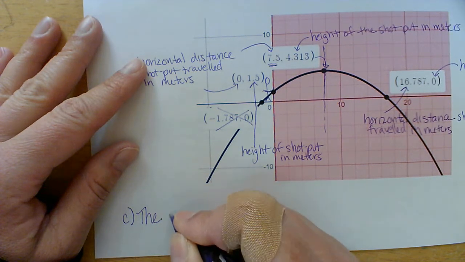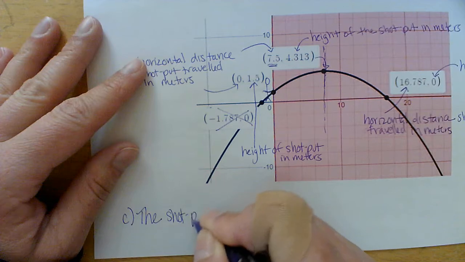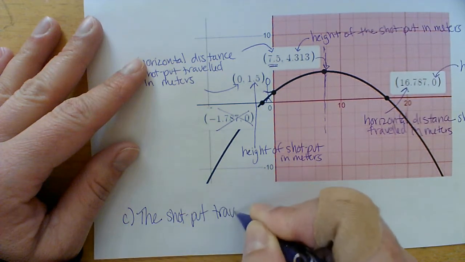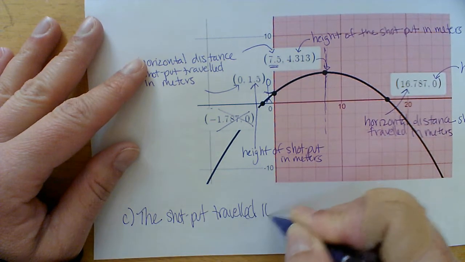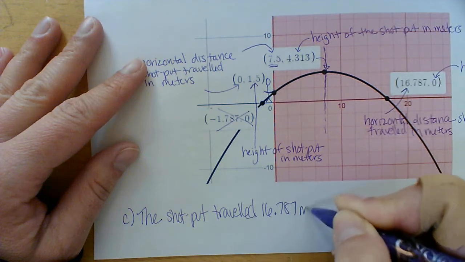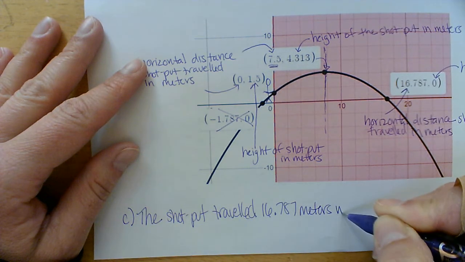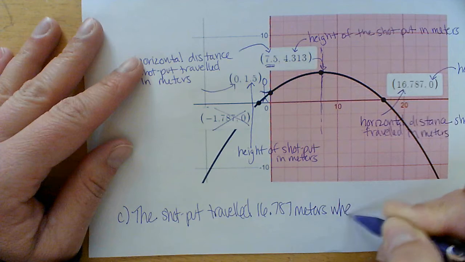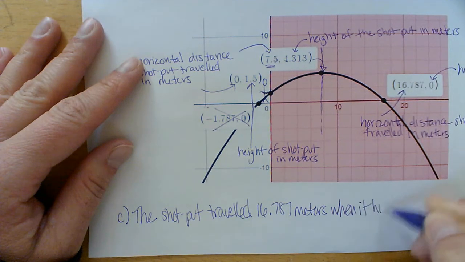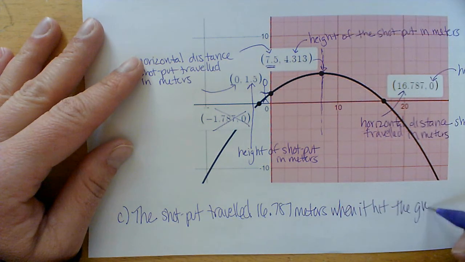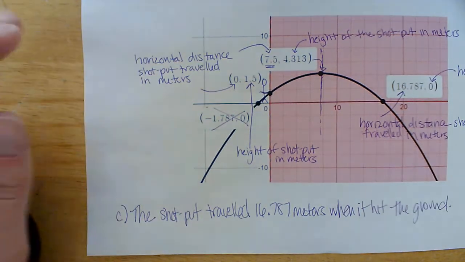The shot put traveled 16.787 meters when it hit the ground. There we go. That's it.